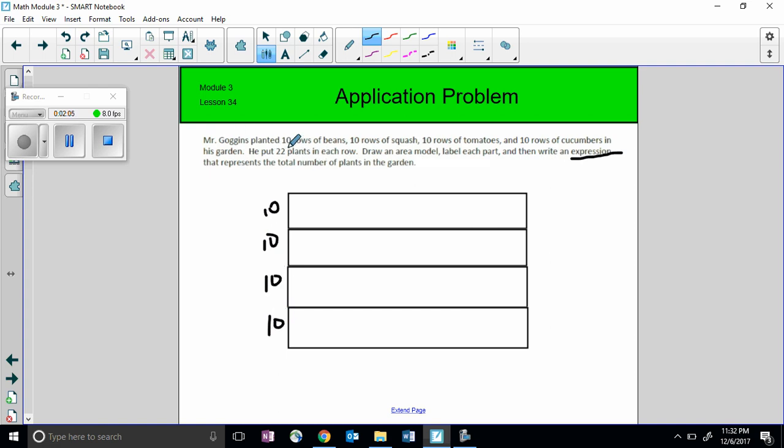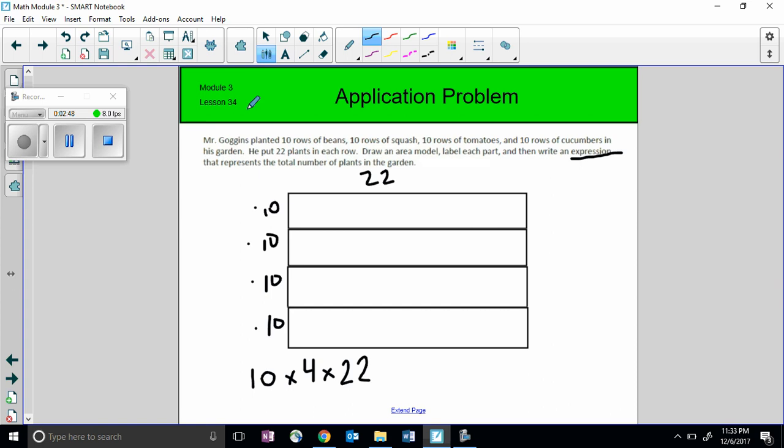Now it says he planted 22 plants in each row. That means in each of these, from left to right, there are 22 plants. So let's look at this. I have 10, because here's my number. How many 10s do I have? 1, 2, 3, 4. I have 4 10s. And remember, we talked about yesterday that when we do area model, to find the inside, we multiply the outside by the outside. Well, we have the outside because it's right here. Now we do the other side, which is 22. 10 times 4 times 22.